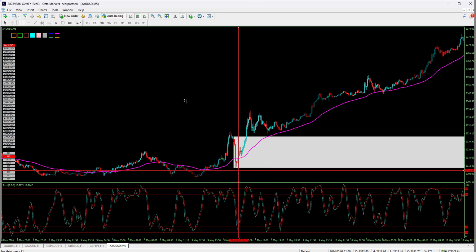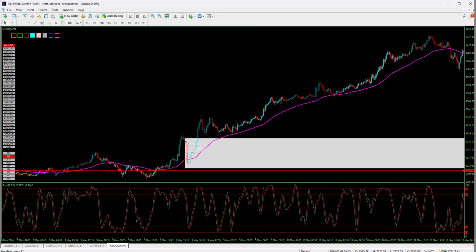So if I'm going to use a stochastic, you can see we have a divergence. We have a low high and then we have a lower low. So these are clear divergences, these are hidden divergences. So I can take a buy here. But if I'm using only candle engulfing and breakout, this one I will not take because it's not clear. It's not clear for me.